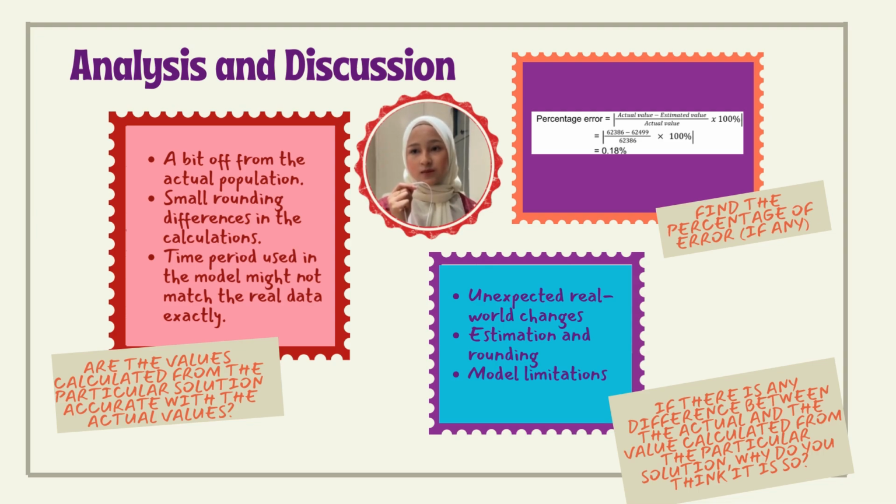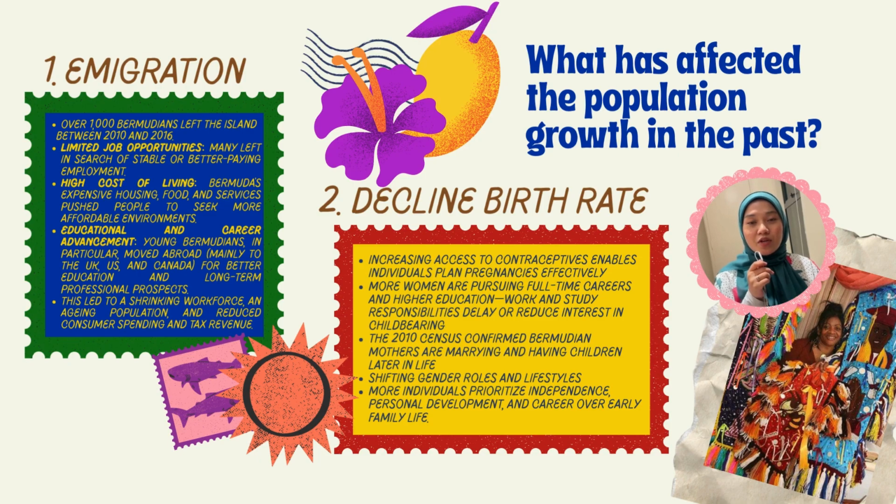Second one is estimation and rounding. The data used in the model might involve rounding or estimated values, which can lead to small differences. And the third one is model limitation. A first-order differential equation assumes a constant rate of change, but in reality, population growth can speed up or slow down at different times. You may ask, what has affected the population growth in the past?